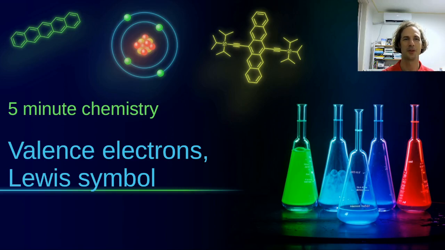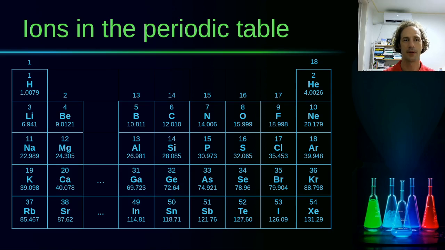Today we are going to be talking about valence electrons and the Lewis symbols, which is the standard way to draw the valence electrons. If we consider the elements in the periodic table and what kind of ions they form, and for this exercise let's just ignore all the transition metals and focus on groups 1 to 2 and groups 13 to 18.